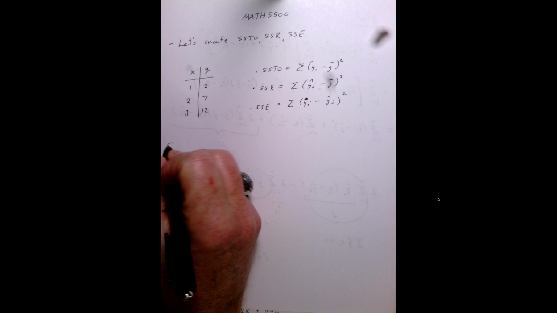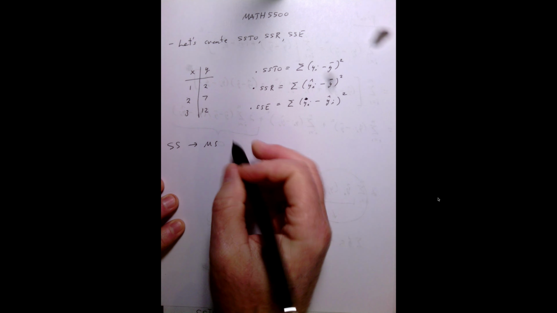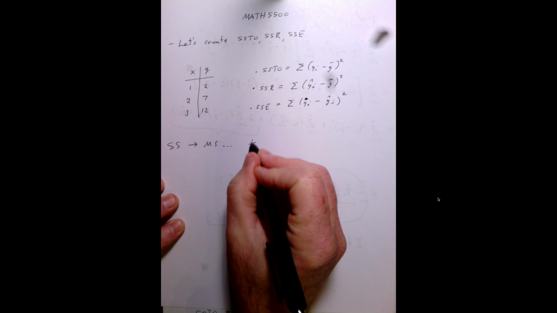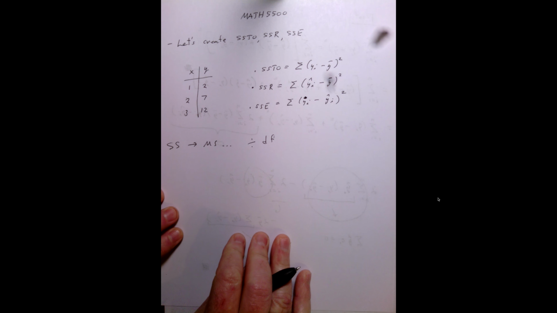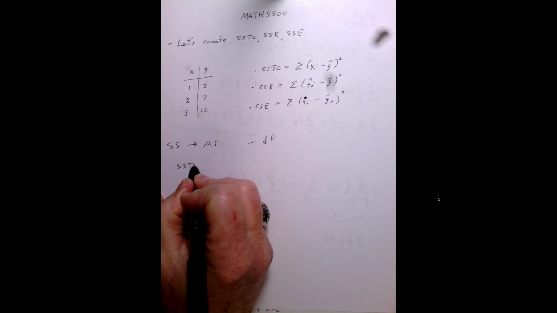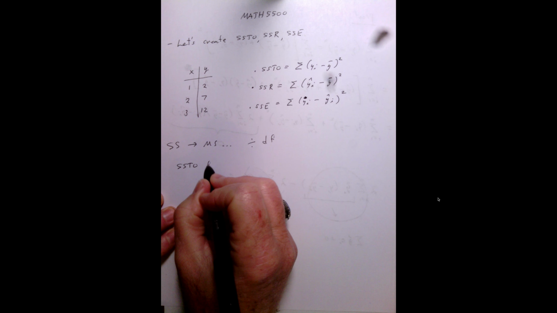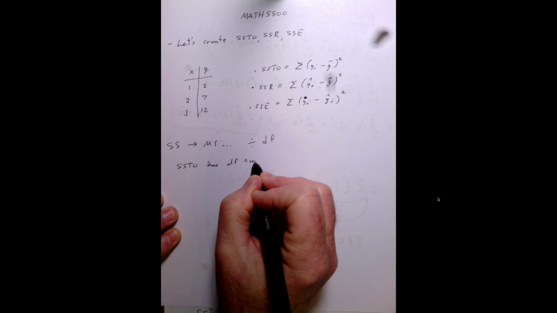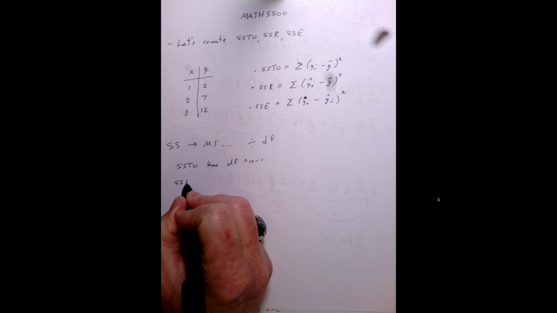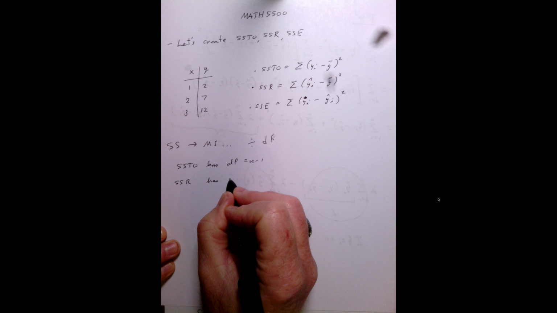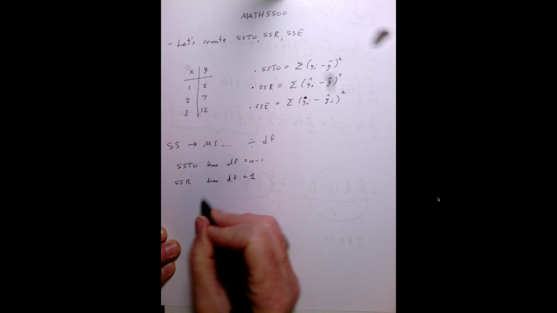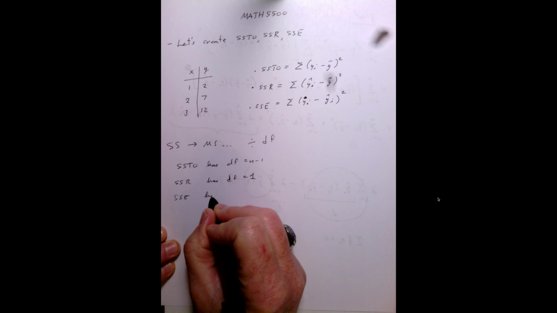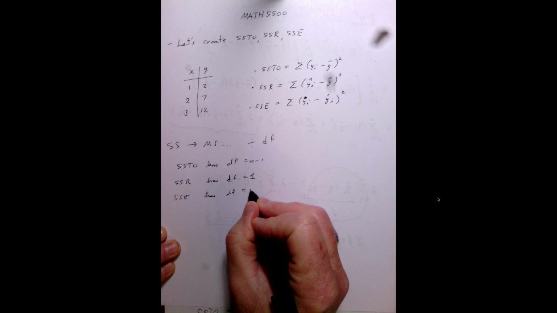Okay, it turns out that we can transition the sum of squares into the mean square. So, sum of squares to mean square. And you should know from the previous video, it's just dividing by the degrees of freedom. So the sum of squares total has degrees of freedom equal to n minus 1. The sum of squares regression has degrees of freedom equal to 1.